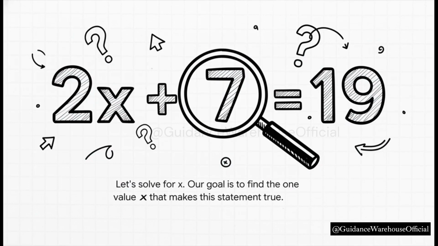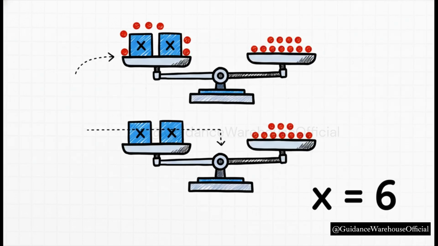Let's put this process to the test with a nice, clean example. 2x plus 7 equals 19. Our mission, should we choose to accept it, is to find that one single value of x that makes this statement true. So remember our golden rule. Keep that scale balanced. Our first move is to get that 2x term by itself. To cancel out the plus 7, we do the opposite. We subtract 7 from both sides. Easy enough. That leaves us with 2x equals 12.